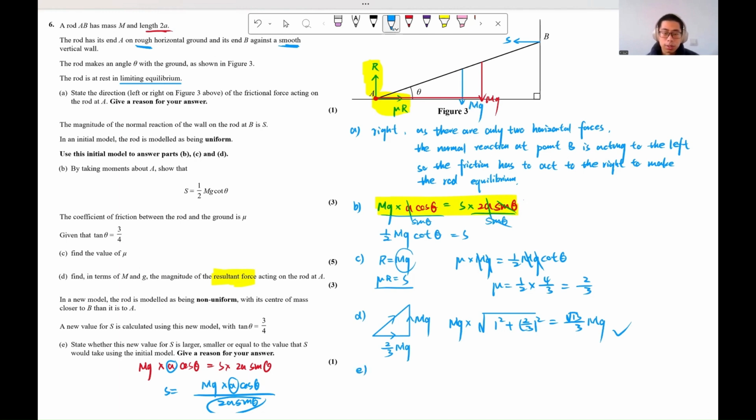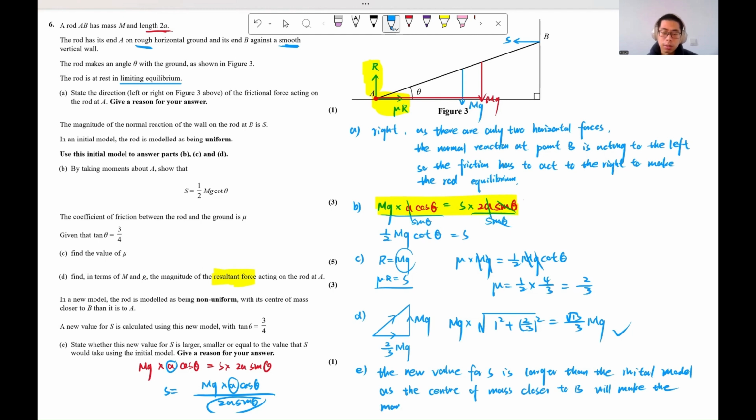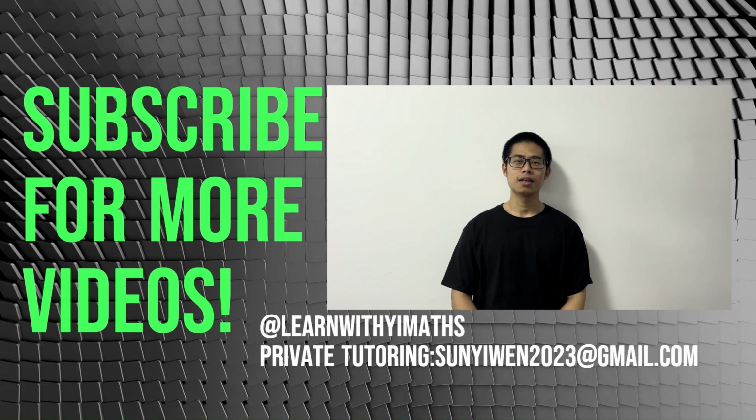So to answer this question, you just have to say the new value for S is larger than the initial model, as the center of mass closer to B will make the moment of the weight about point A larger.